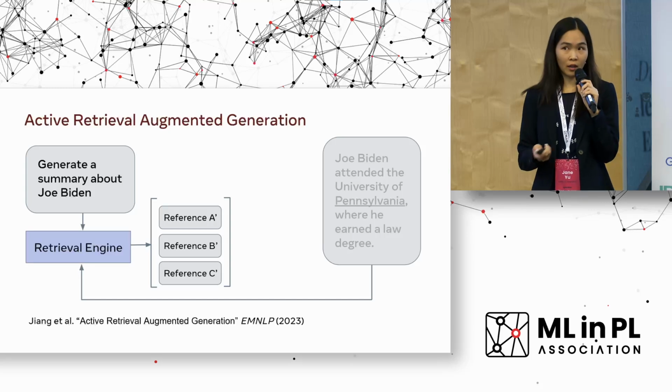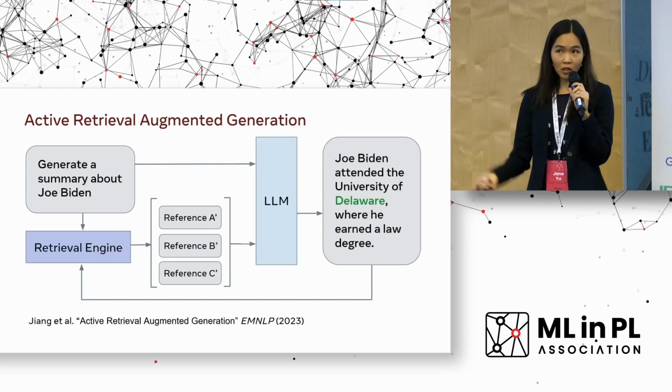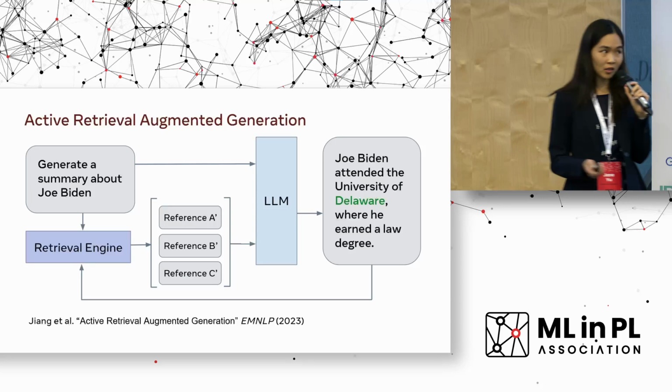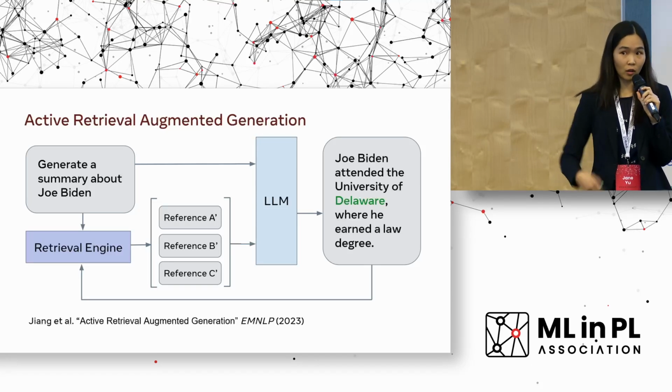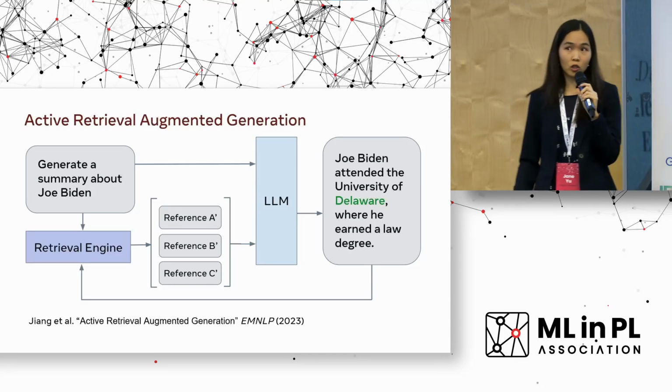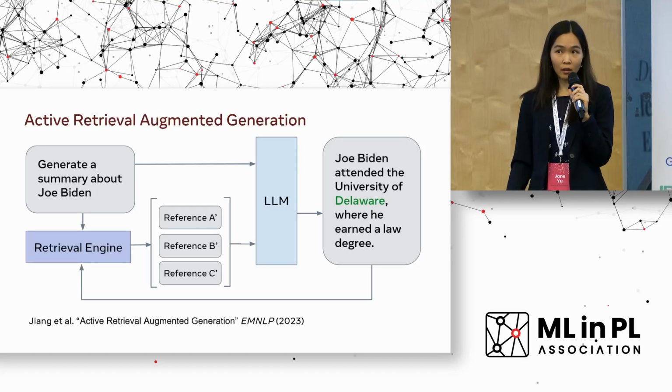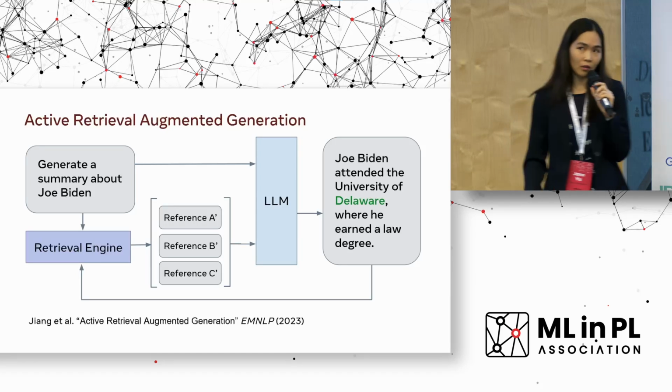Now let's try generating again. When we do the second generation, it's actually found evidence that he went to Delaware, not Pennsylvania. And so it regenerates with Joe Biden attended the University of Delaware. And this, in fact, is true. He went to Delaware and not Pennsylvania.